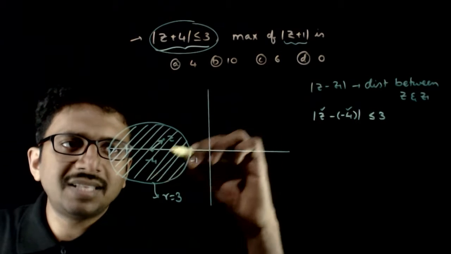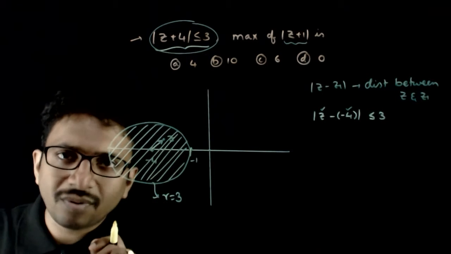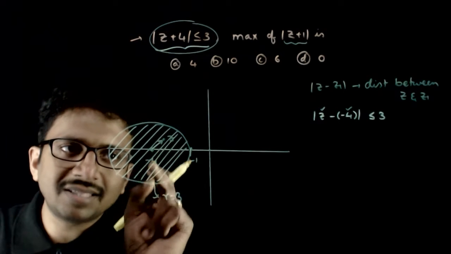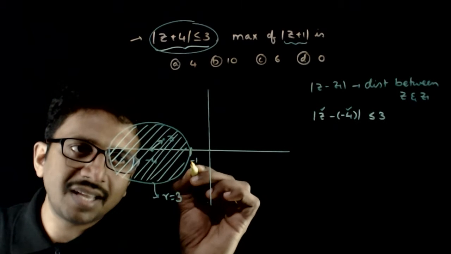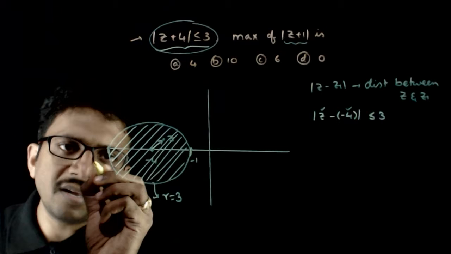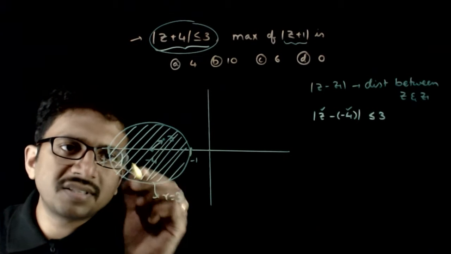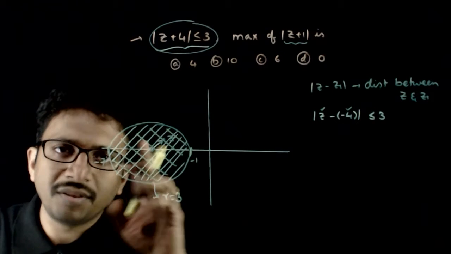That means my z can lie anywhere inside the circle with center as minus 4 and radius equal to 3. So if I draw a circle centered at minus 4 having radius equal to 3, it intersects the axis again at minus 1 and minus 7, right? Now z can be any of these complex numbers, any complex number lying inside the circle or on the circle.